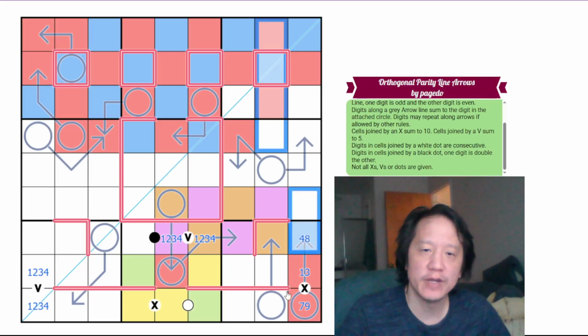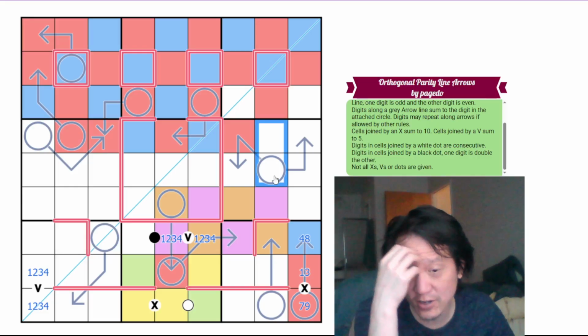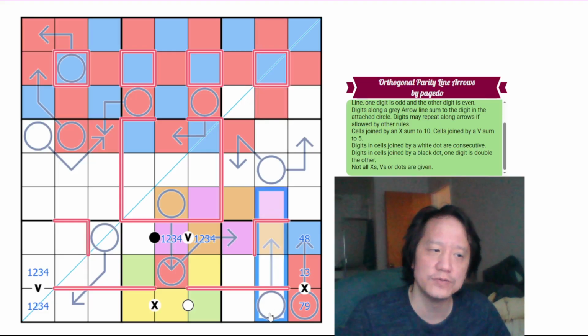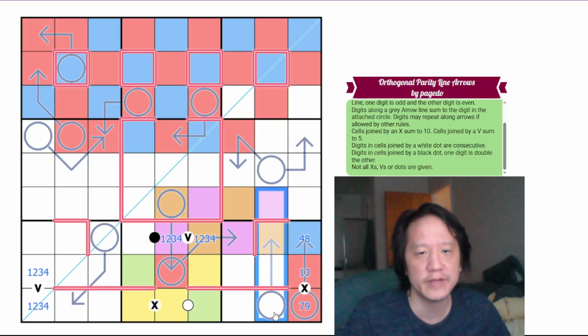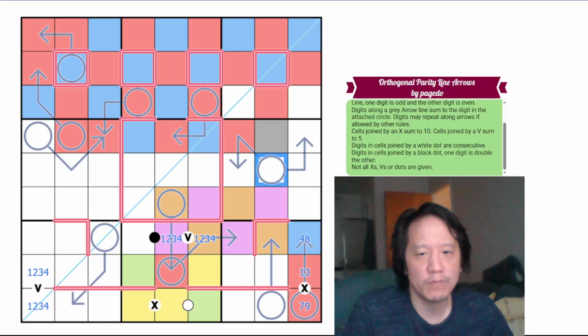In column 8, these are opposite pairs. These also must be opposite pairs because we have 2 odd digits in column 8 and 1 even. So that gives us 4 odds and 3 evens in column 8. So these are opposite ones, but we don't know which one's which. We'll make them medium gray and dark gray.